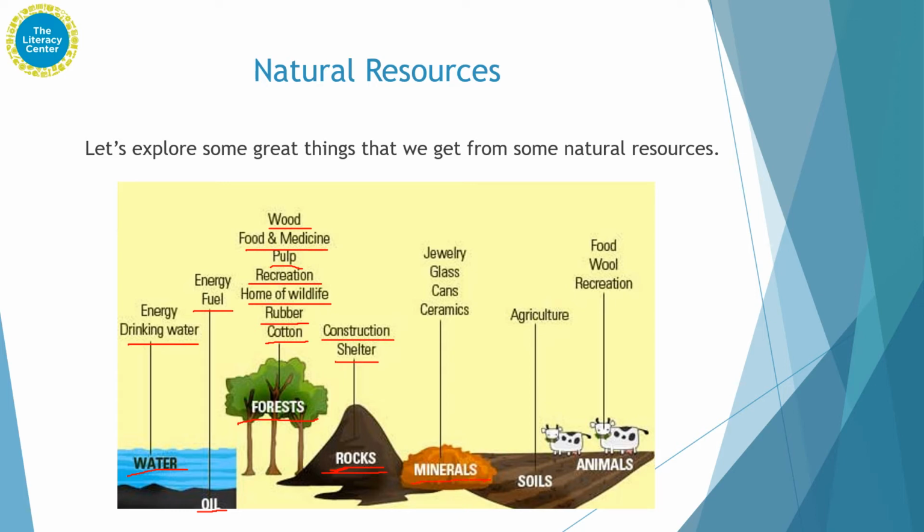We also use major natural resource minerals. And what do we get from there? Jewelry, glass, cans, and ceramics. We use soil, which is a major natural resource, for farming or in agriculture. And we also use animals. We consume them as food. We get wool. And we also have some pet animals for our recreation.